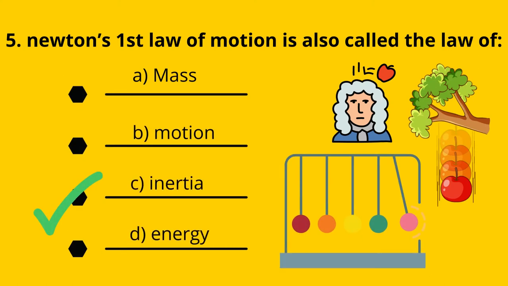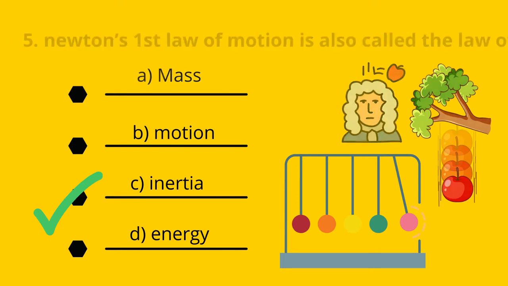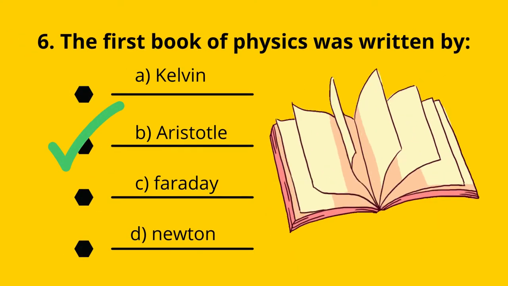Newton's first law of motion is also called the law of inertia. The first book of physics was written by Aristotle.